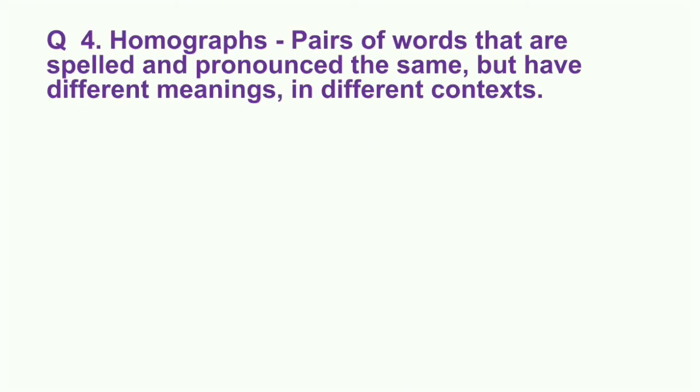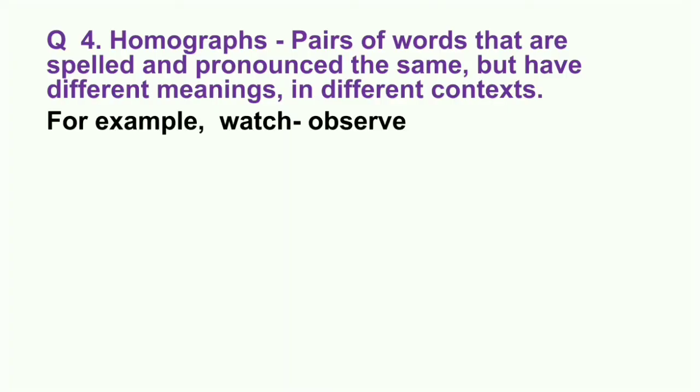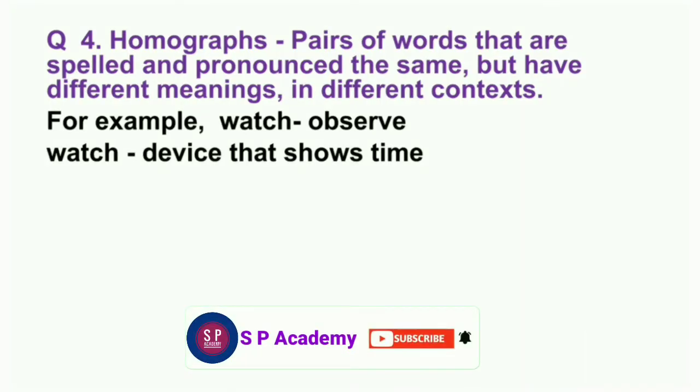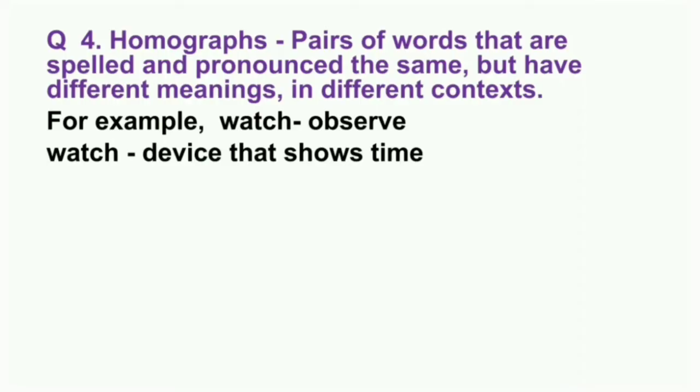Next question. Question number 4. Homographs. Homographs are pairs of words that are spelled and pronounced the same but have different meanings in different contexts. For example, watch means observe, and watch means a device that shows time. Here the word watch has different meanings in different contexts.